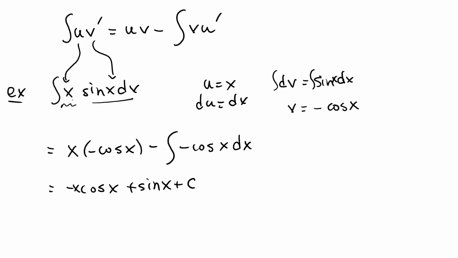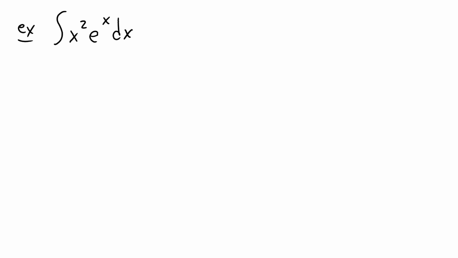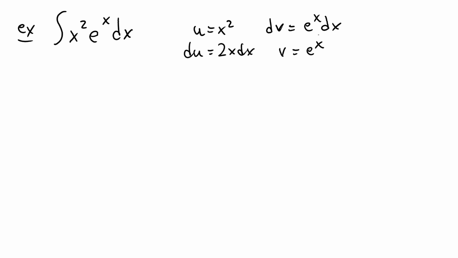I'll leave you with two more examples. In this case, I'll choose my u to be x squared and my dv to be e to the x dx. So du is 2x dx, and the integral here, v, will be e to the x. And so I can find, using the equation I gave you earlier, that this is the same as x squared e to the x minus 2 times the integral of x e to the x dx.